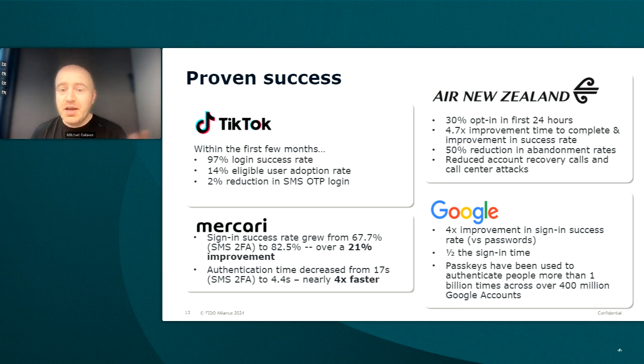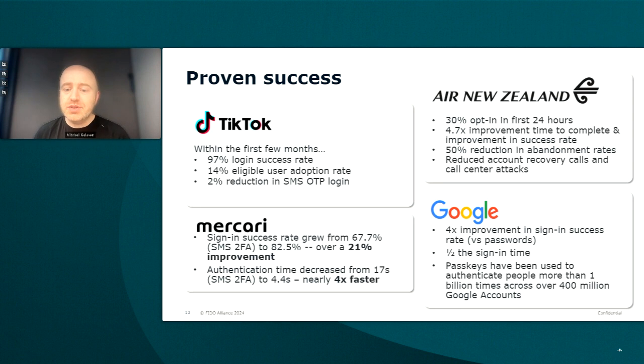That's awesome. Here in New Zealand, 30% opt-in for the first 24 hours, and a 4.7% improvement in time to complete and in success rate. That's also really amazing. Those are incredible metrics. I don't know what else you could do during authentication to achieve those kinds of numbers. 50% reduction in abandonment rates, and reduced account recovery calls and call center attacks. That's really great, because your call center can do a lot of great things that aren't just getting somebody back into their account. You can support users, you can help users, you can meet their needs in different ways, and you're not spending time solving this problem that passkeys have effectively already solved.